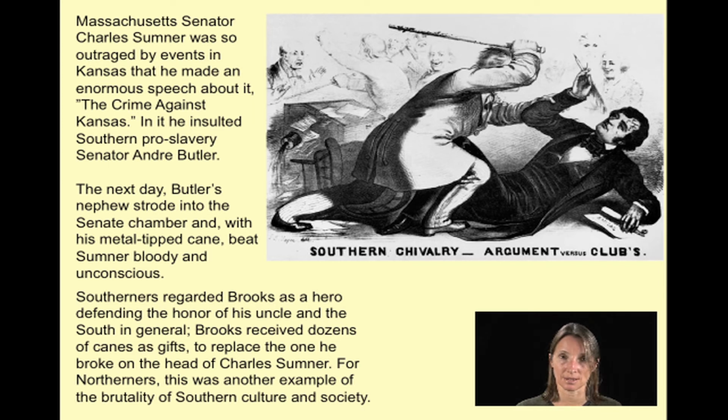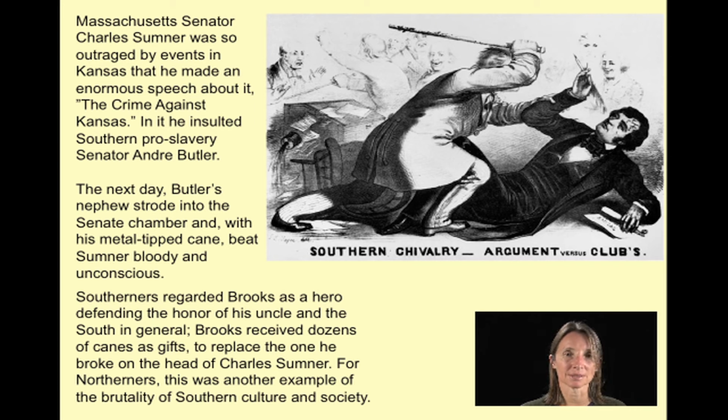It took him 2 days to make this speech in the Senate about what he called the crime against Kansas, and he was talking about the Kansas-Nebraska Act and also these marauding gangs of people that were trying to establish Kansas as either a free or a slave state. And in the speech, he totally insulted a Southern senator.